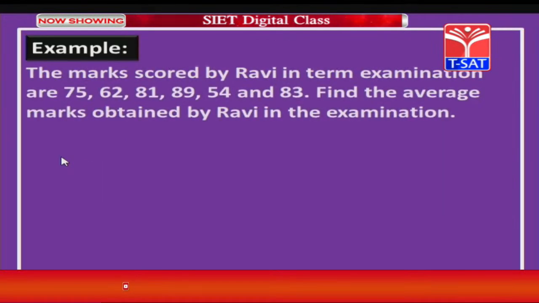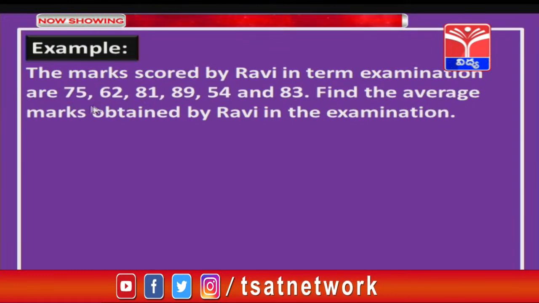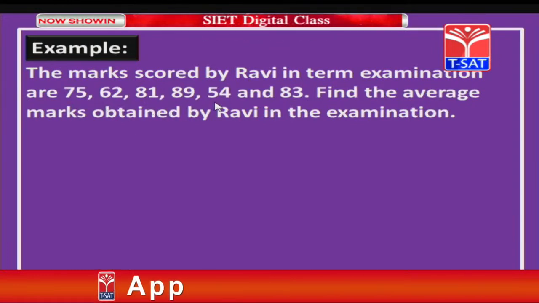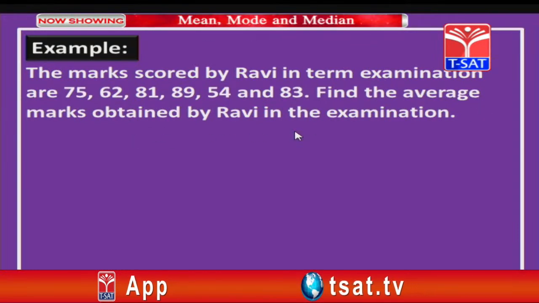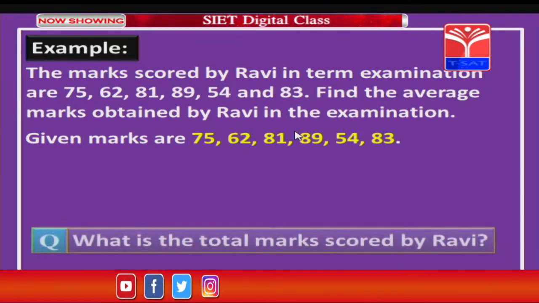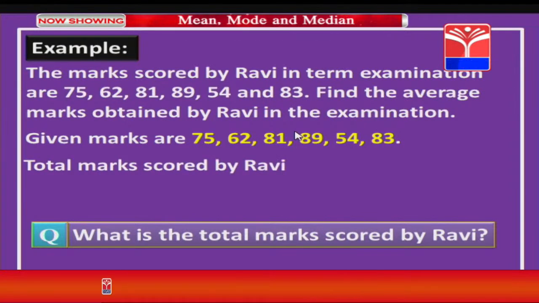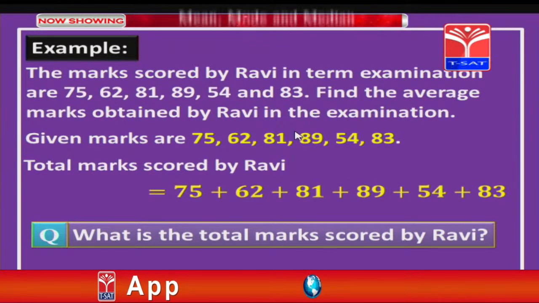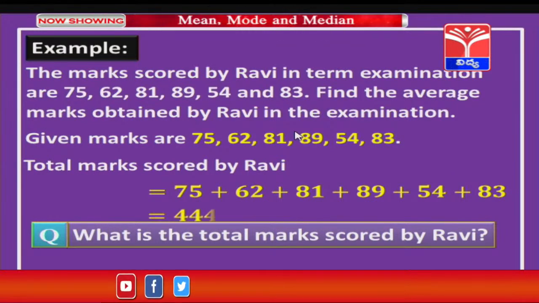Now, consider an example, say the marks scored by Ravi. So, Ravi has scored some marks here in his examination, that is 75, 62, 81, 89, 54 and 83. Now, we are going to find the average marks obtained by Ravi in this examination. So, children, let us see what are the marks scored by Ravi. Now, what are the total marks scored by Ravi then in all these subjects? Yes, it is obtained by just adding 75, 62, 81, 89, 54 and 83. Okay children. Now, what is sum of all these things?